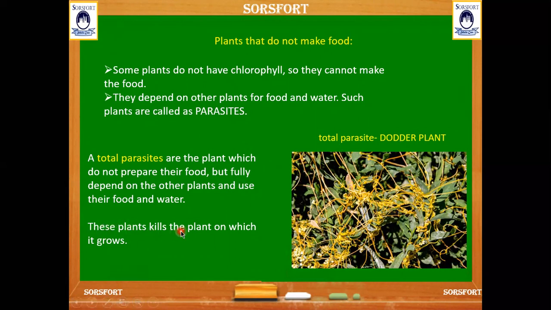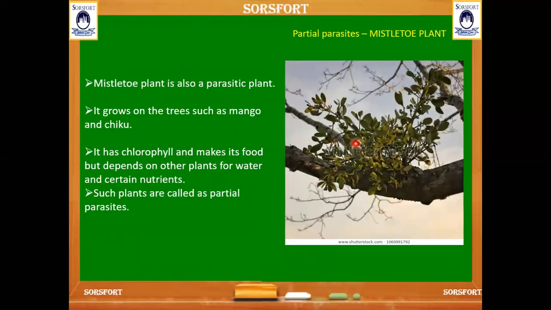These plants kill the plant on which they grow, by using the food prepared by that plant. This is called a total parasite. Next we can see a partial parasite. This is the mistletoe plant, which is called a partial parasite plant.